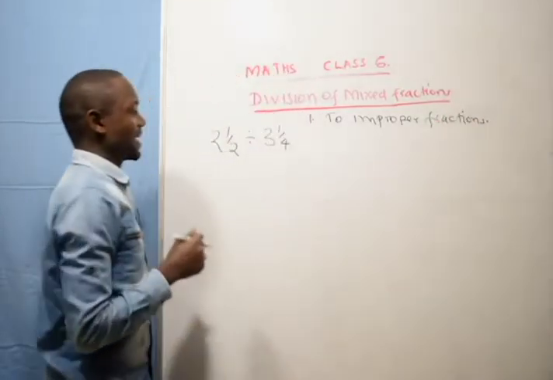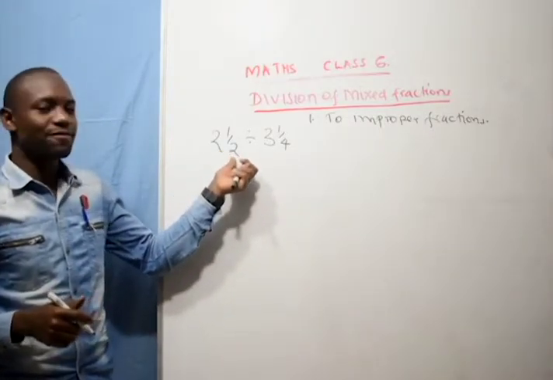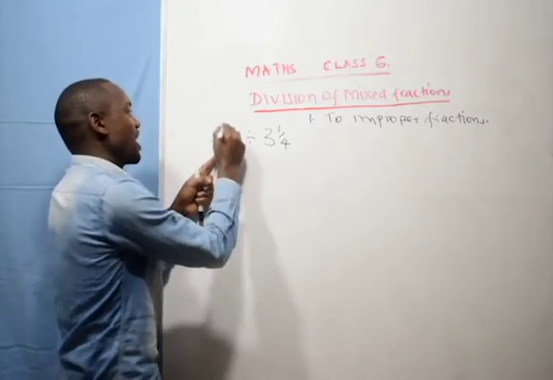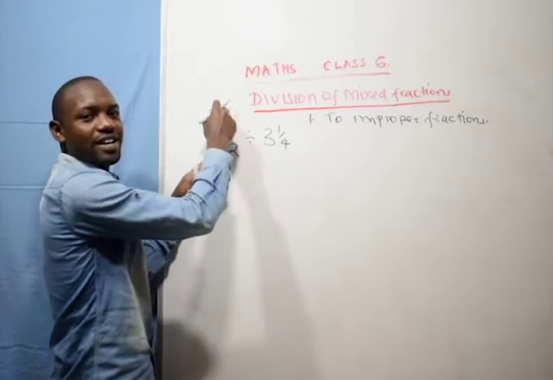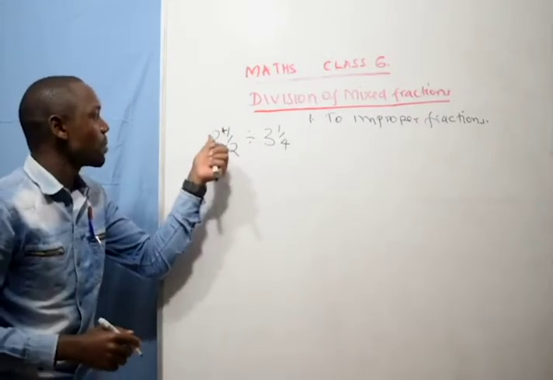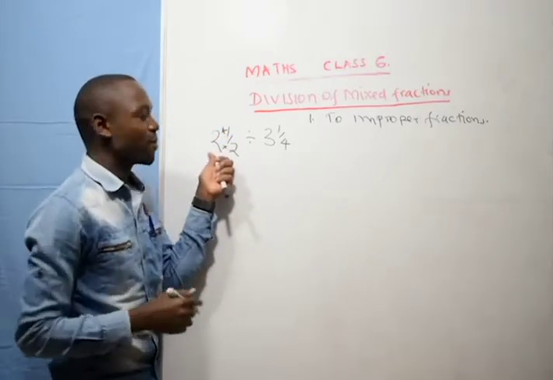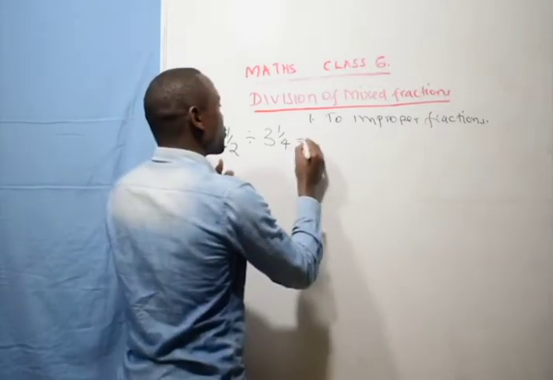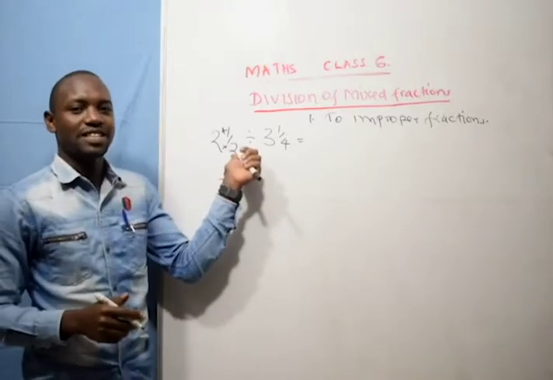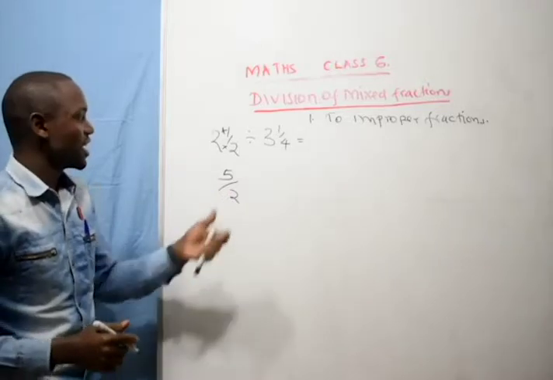How do we convert mixed fractions to improper fractions? So 2 and a half is the same as you multiply 2 times 2 and we add. We multiply and we add. So it is 2 times 2 plus 1. What is 2 times 2? 2 times 2 is 4. 4 plus 1 is 5. So this one will be 5 over 2, the same denominator. So that is how we convert mixed fractions to improper fractions.